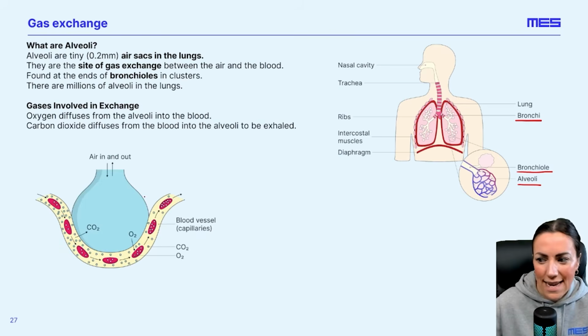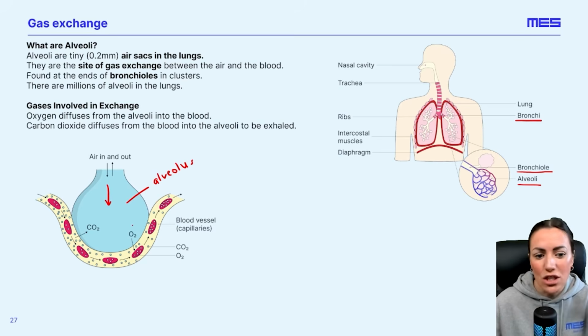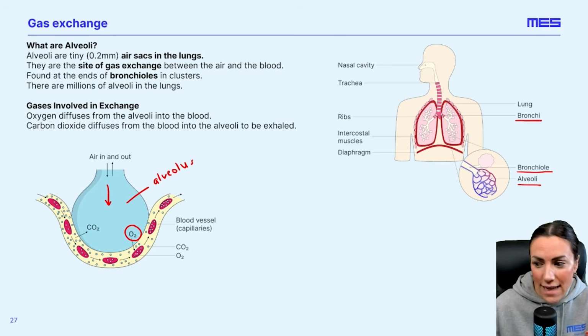So this is a single alveolus, just one alveolus. We've got millions of them in our lungs, and you can see the process of gas exchange. So when we breathe in, air enters the alveoli, and that air will have a higher concentration of oxygen. So the oxygen will diffuse from the alveolus into the blood, where it's picked up by a red blood cell and specifically carried by the hemoglobin.